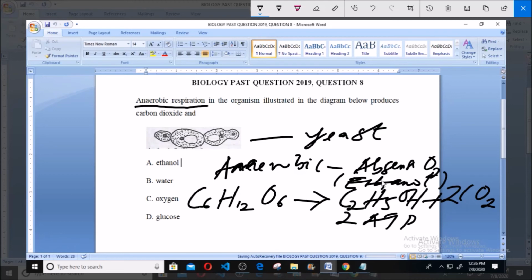Now from the question, you are asked for the product of the respiration of yeast, the anaerobic respiration of yeast. Now they said carbon dioxide and ethanol, so your answer here should be A is the correct answer to this question, ethanol.